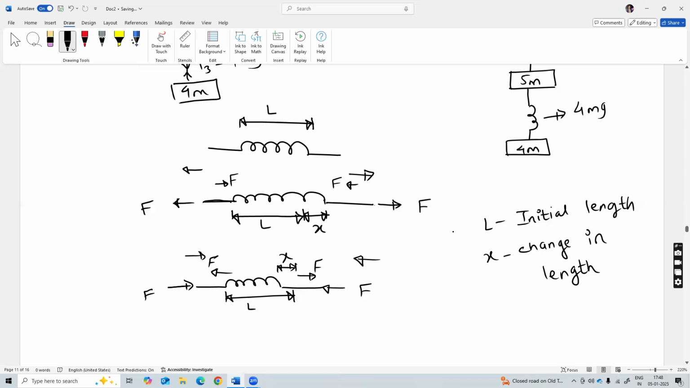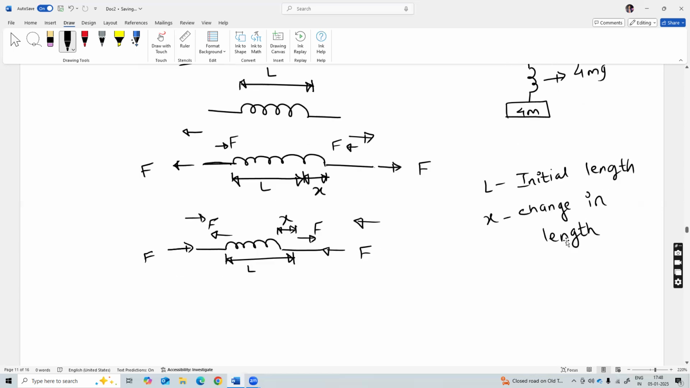From there, Hooke, the scientist, gave a law that this restoration force F is directly proportional to the change in length, or F is directly proportional to minus X. And this minus sign is because this restoration force acts opposite to the direction of change in length. Okay, so like if you see this case, let's say you have attached a spring here. Okay, one second.